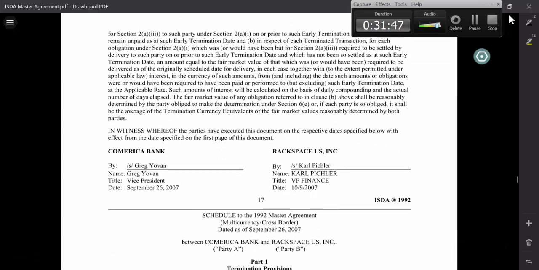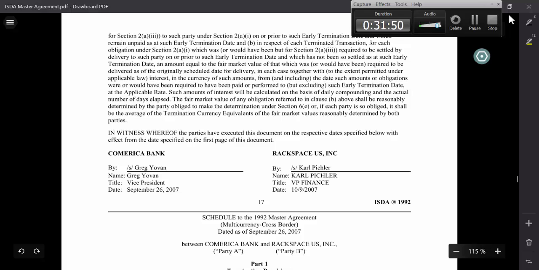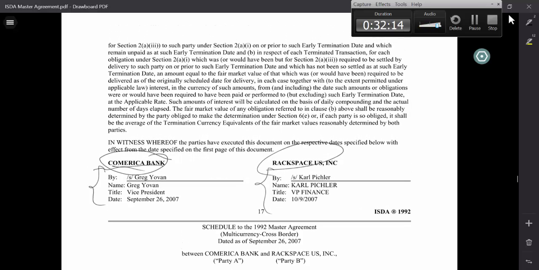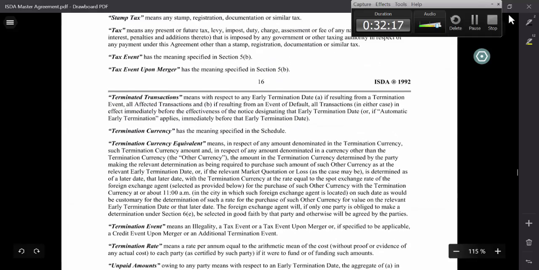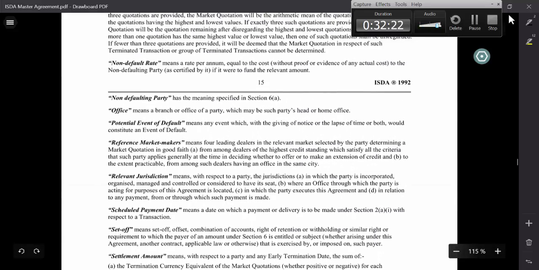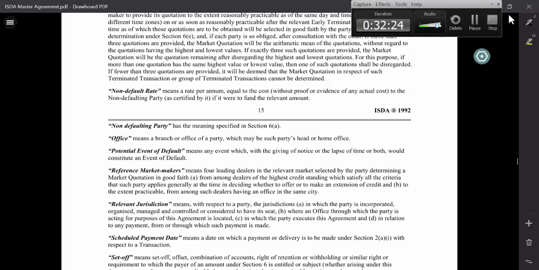Okay, so you come down here and you can see that there's somebody signing. It has to be someone who is authorized to sign for the bank, someone who is authorized to sign for the company. So typically it is the chief risk officer or the CFO, chief financial officer, who will be signing this when they are authorized to do so. Now that is the master agreement. So like I said, you don't really change these things. Just leave them as they are.